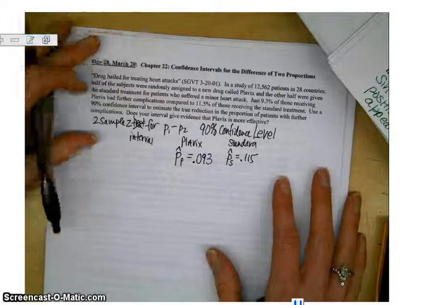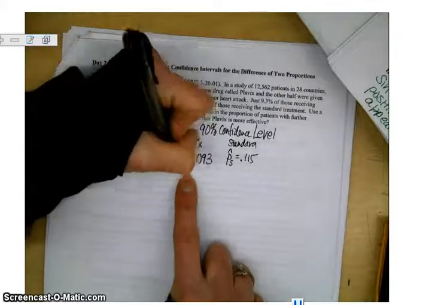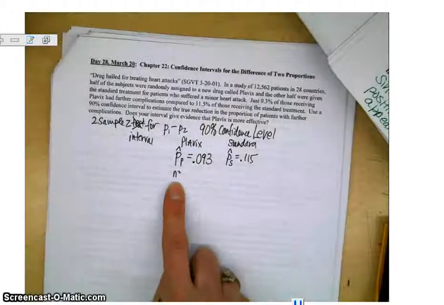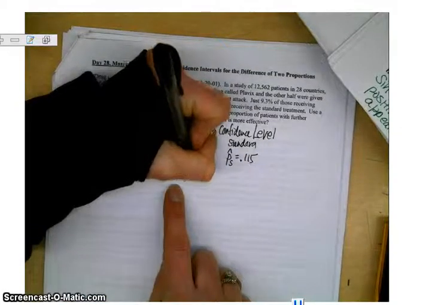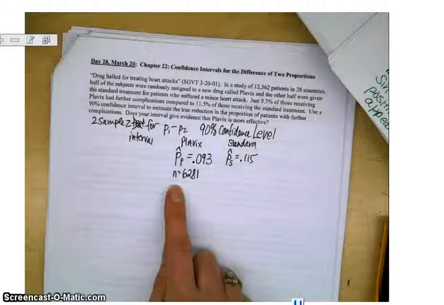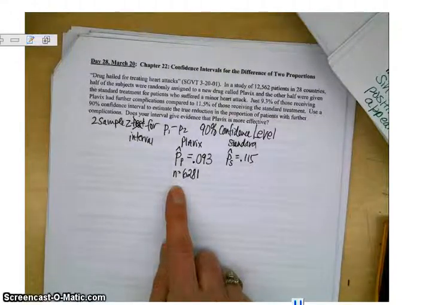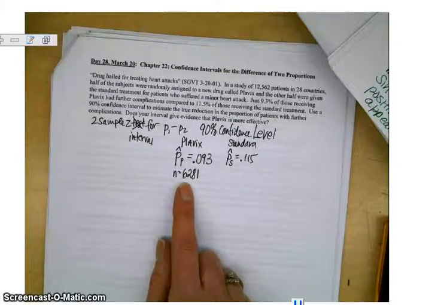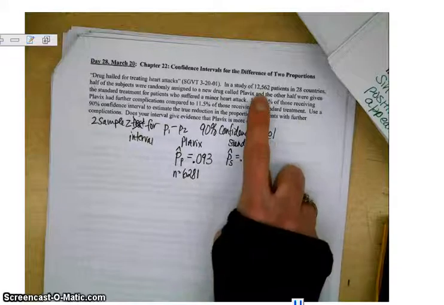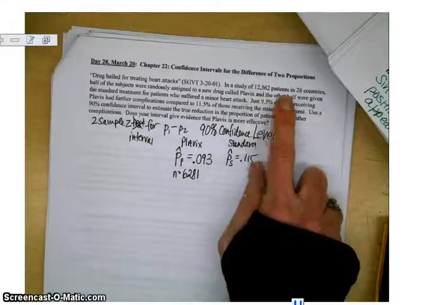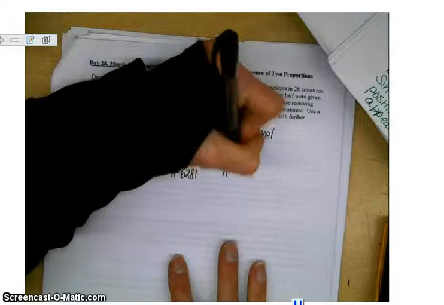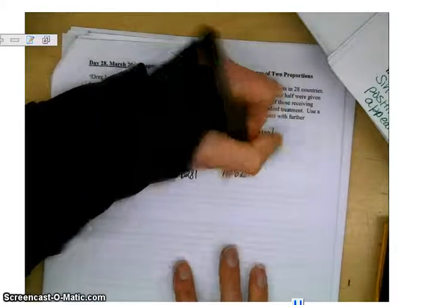All right, so what's N for the Plavix? How many were in the Plavix? How did you get 6,200? Thank you. Divided. Yes, you're absolutely right. Divided it by 2. They say 12,562 patients in 28 countries, half the subjects, so you just divide it by 2. So they are both the same sample size.